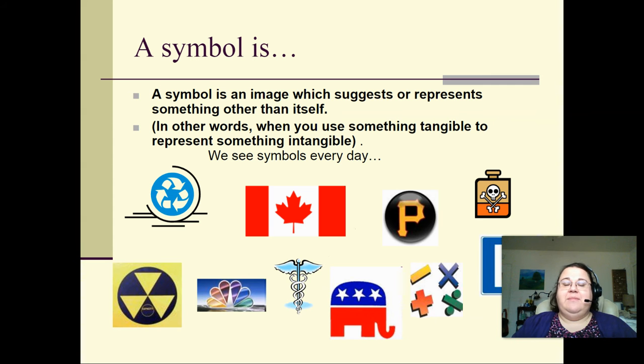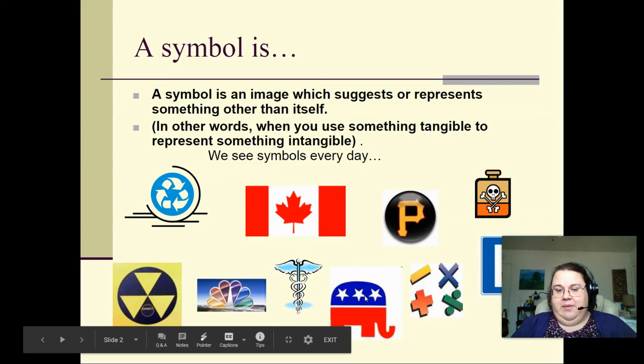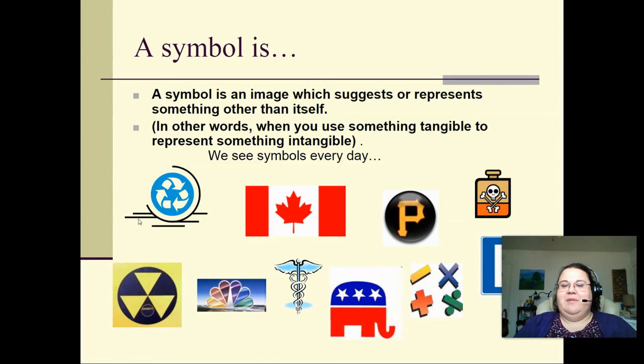Now, a symbol can be an image which represents something other than itself. In other words, when you see something tangible, it represents something intangible. We're going to get to those in a second. But for instance, if you take a look at each one of these, we understand what they mean. The Republican Party, ABC, toxic. Of course, we have the recycle symbol, which is rather creepy for some reason, it always messes with me. Then for kicks and giggles, we have such things as poison, Canada. These are things that we know.